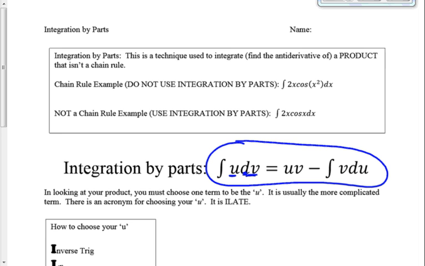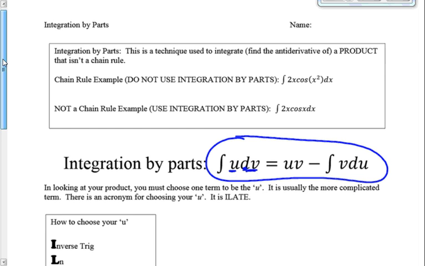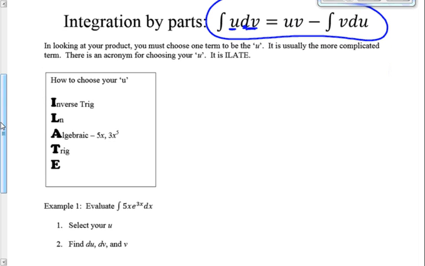The difficult part in integration by parts is identifying what you want to be your u. I'm going to move my screen. When I choose u, you're looking for usually the more complicated term out of the two. I like to use this acronym called ILATE. If there's an inverse trig within this product, that's the first thing that I would use for my u. If I don't have an inverse trig, but I have a natural log as one of my products, then I would use the natural log as my u.